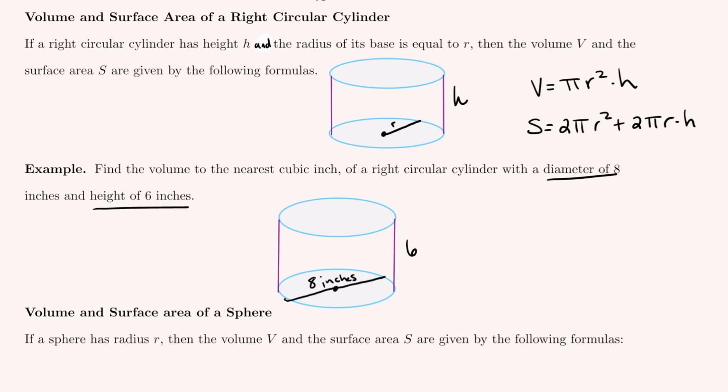Now if I want to find the volume or the surface area, in this case I was just asked for volume, but looking back at these formulas, they both require us to know about the radius. Now I was given the diameter, so the first thing I'm going to do is convert the diameter, being 8 inches, means the radius is half the diameter, so that's 8 divided by 2. We've got a radius of 4 inches.